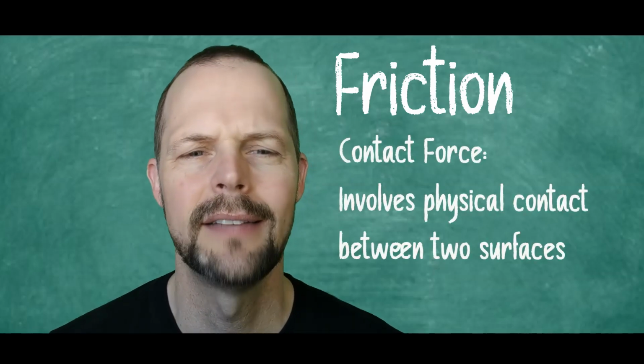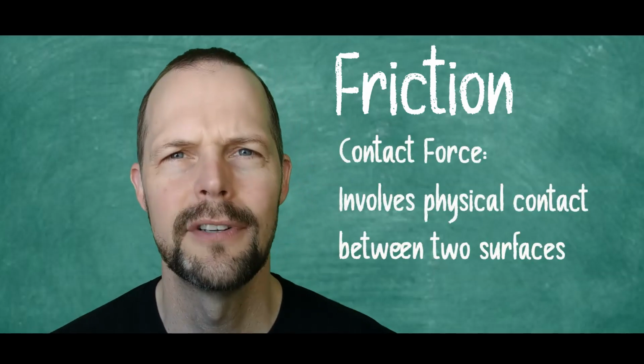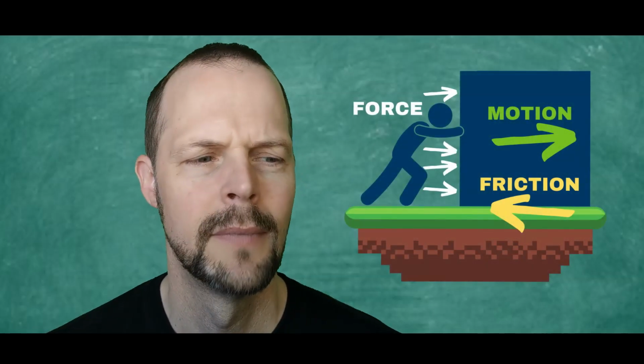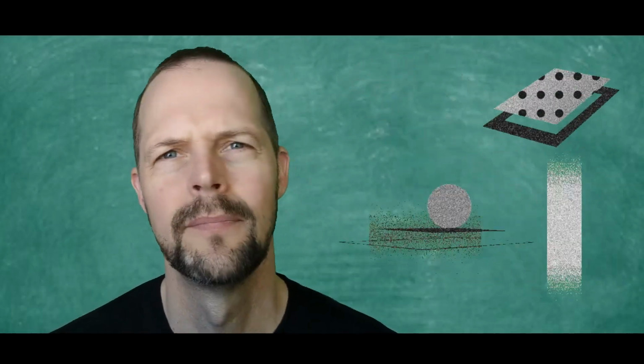Friction is known as a contact force because it involves physical contact between two surfaces. The amount of friction that occurs during the contact force process depends on: 1. The texture of the surfaces that are interacting, and 2. The amount of force that is pushing those surfaces together. Friction is created when two surfaces move or try to move across each other. The amount of friction created when two surfaces interact depends on what those surfaces are made of.